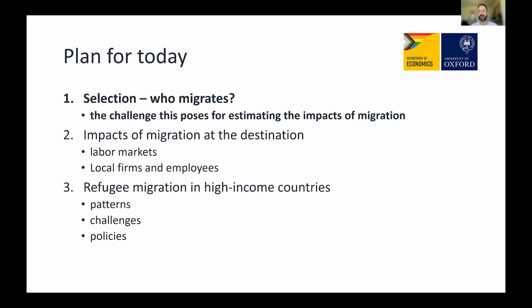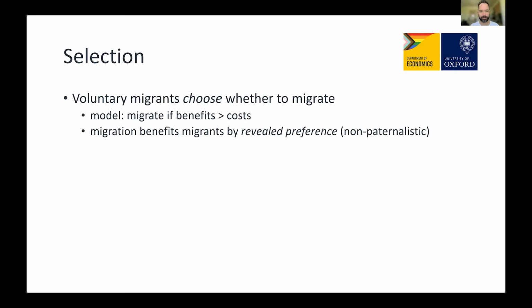Then we're going to talk a little bit about the impacts of migration at the destination on labor markets, but also local firms and workers. This is because, as we are in the UK, this being one of the predominant immigration countries, I hope this is of particular interest. And then we'll touch at the very end a little bit on the role that refugees play and how they might be potentially different from other types of migrants.